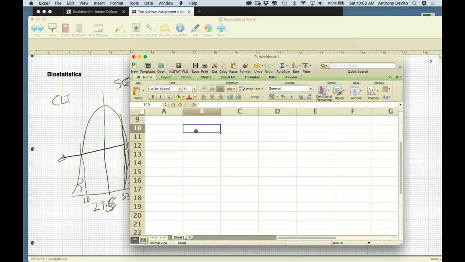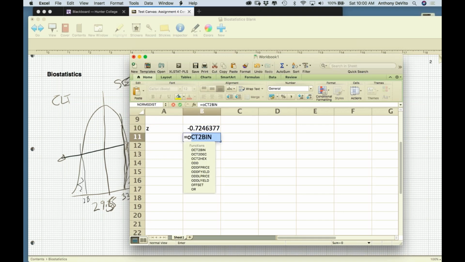At any rate, let's see, equals 28. I'll do it this way first, minus 29.5, parentheses, divided by 2.07. So the z value for that is minus 0.72. Notice minus because it's on the left side of the mean for the sample distribution. And if I want to find out what the area is, that's the z-score, I know what the area that represents is, I can say equals norm.